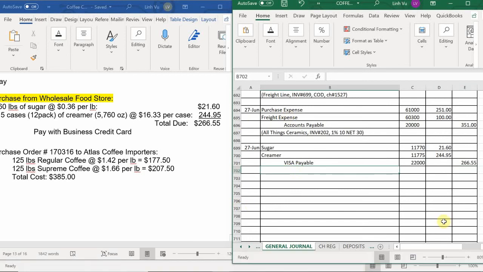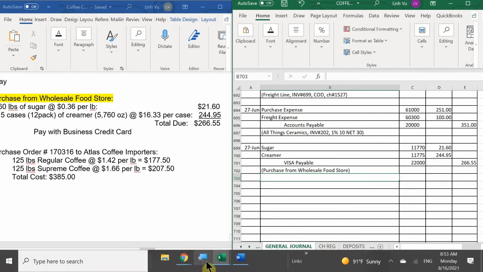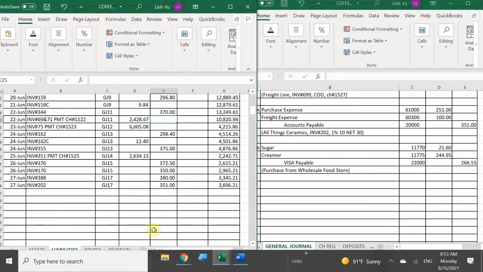Then you're going to notate your account. We've got to put a description here so we know what happened. Your description will be purchase from wholesale food store. Good. Then you're going to go to your general ledger.